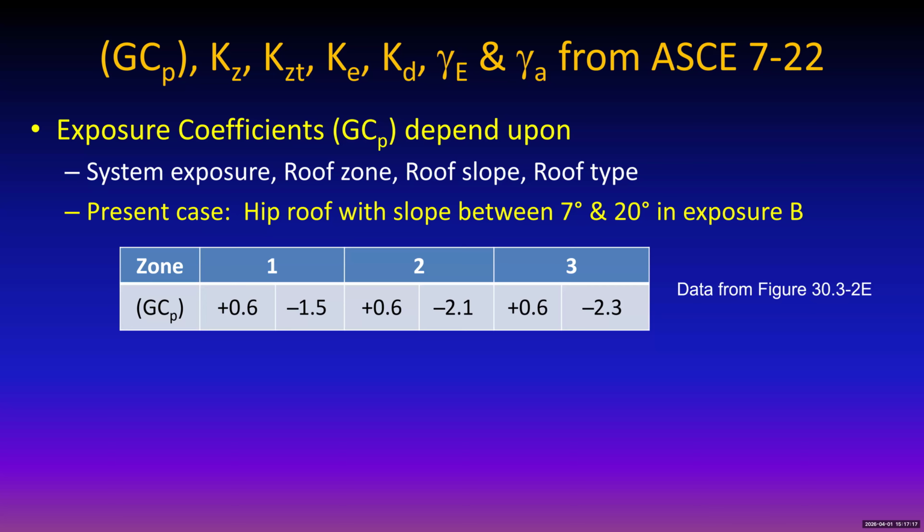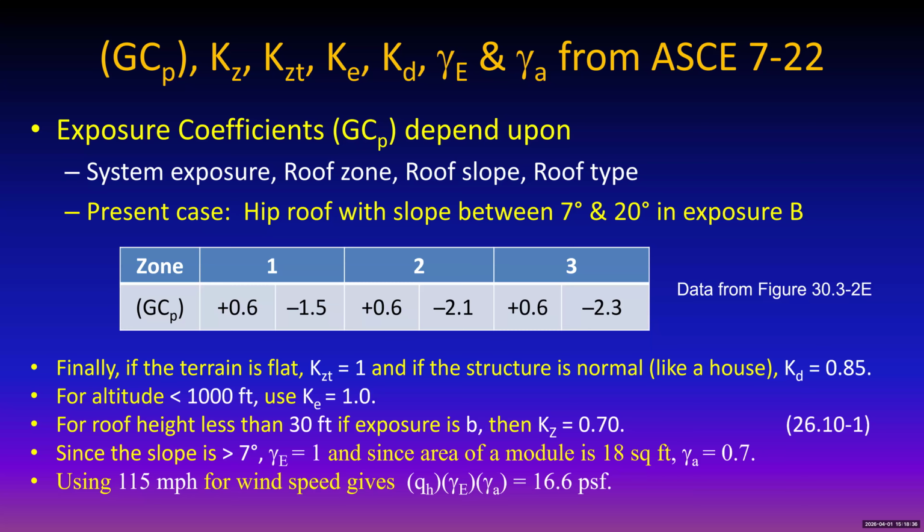K sub E recognizes that the atmosphere becomes less dense the higher you go, and so it drops off exponentially. And there's a nice formula in ASCE 7-22 that tells you how to calculate K sub E for altitudes higher than 1,000 feet. But if you're under 1,000 feet, K sub E equals 1 is a reasonable thing to use.